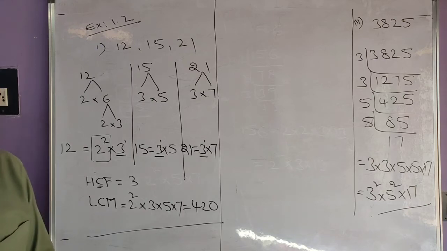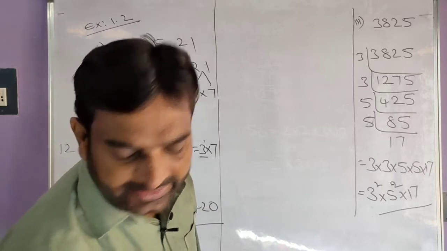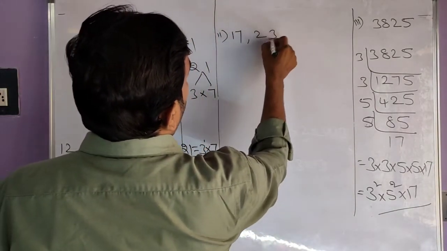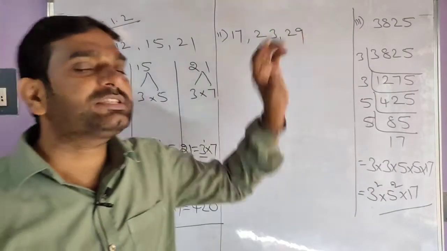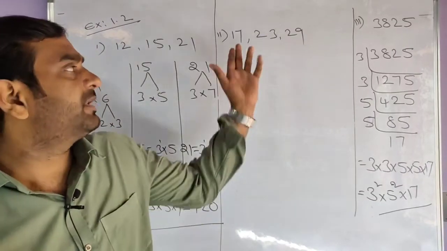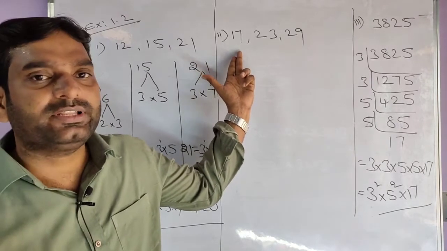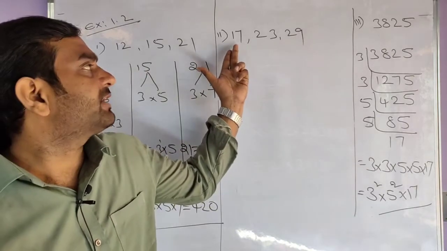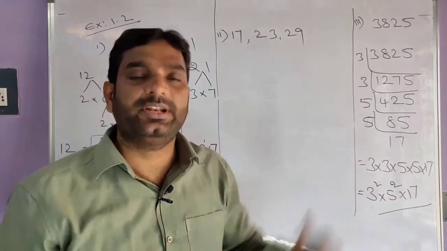Next, coming to the next number: find the LCM of 17, 23 and 29. Observe that the given 3 numbers are also prime numbers only. 17 is a prime number. The factors of 17 are 1 into 17. Here the only prime factor is 17. Here the only prime factor is 23. Here the only prime factor is 29 itself.